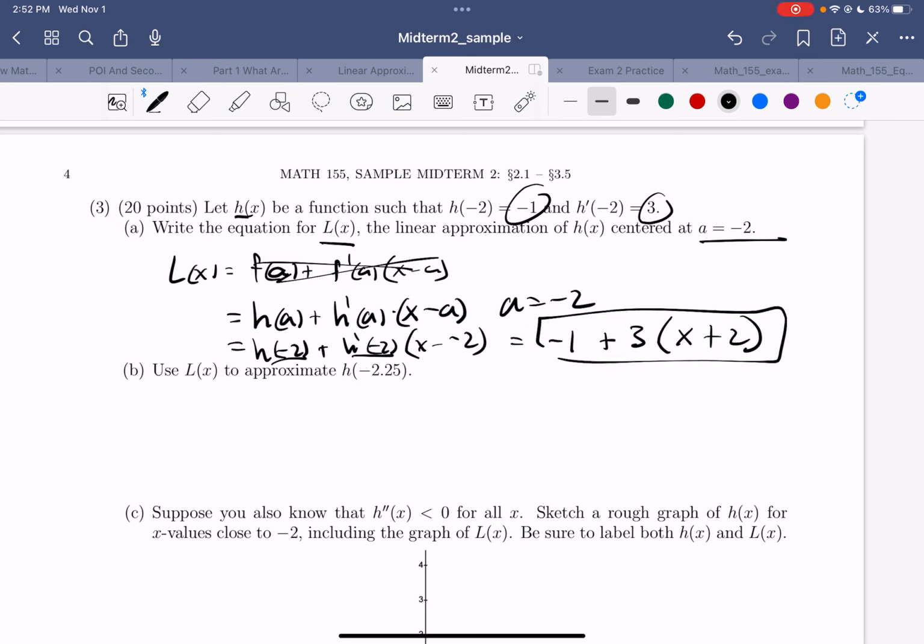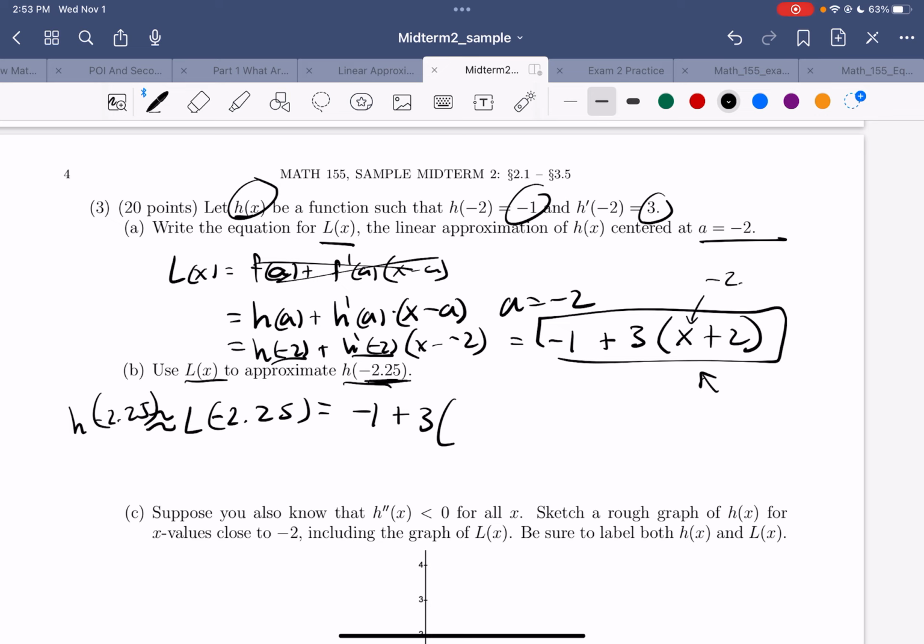Here is L of x. All right. Use L of x to approximate h of negative 2.25. Fine, just plug it in. So L of negative 2.25 is approximately h of negative 2.25. He never told us h, right? I have no idea what h of x is. But I know what L of x is. L of x is this. So let's plug in negative 2.25. This is minus 1 plus 3 times negative 2.25. Well, if I plug in a negative 2.25 and then I add 2, that'll kill that 2. I'm just left with a negative 0.25. So this is minus 1 minus 3/4.